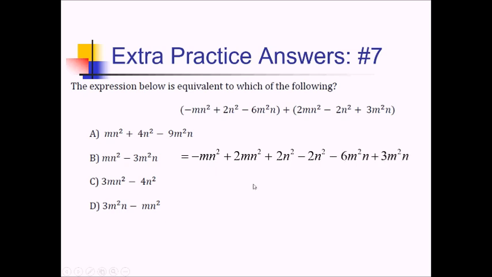So combining like terms here from left to right, these mn squared terms, you've basically got -1 plus 2, which is positive 1 mn squared. So I'll just write mn squared. I don't have to write the coefficient of 1 there. These n squared terms are complete opposites, so they're going to cancel out. And then over here, we have a -6 and a 3 m squared n, so that's going to be a -3 m squared n. Add the coefficients, keep the variables the same. So looking at my answer choices, it's looking like that's answer choice B.